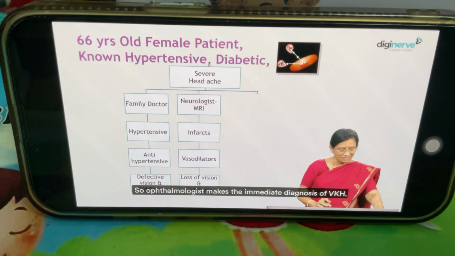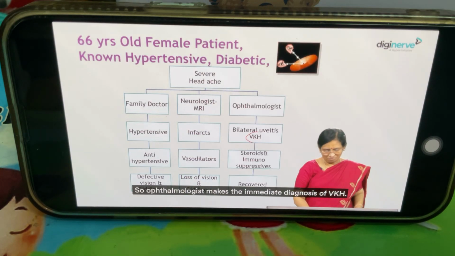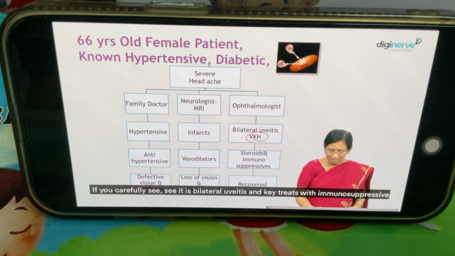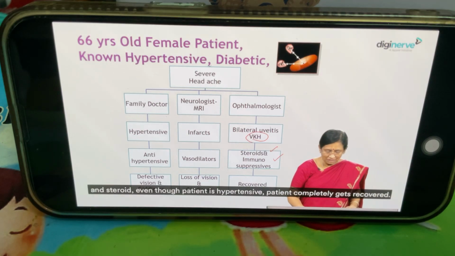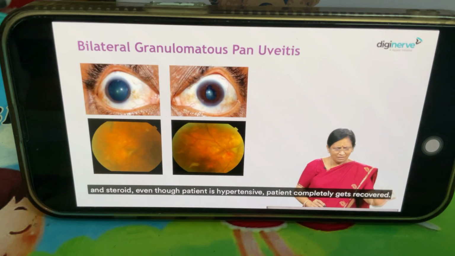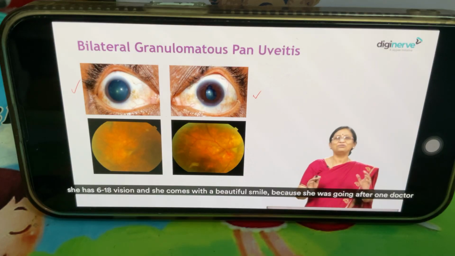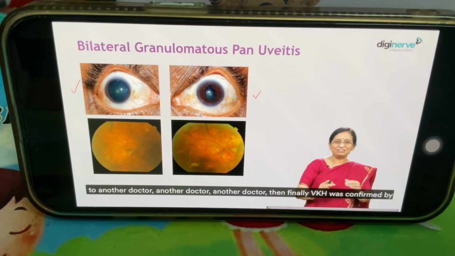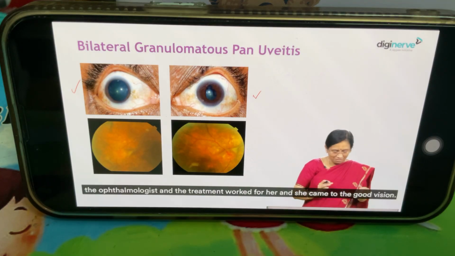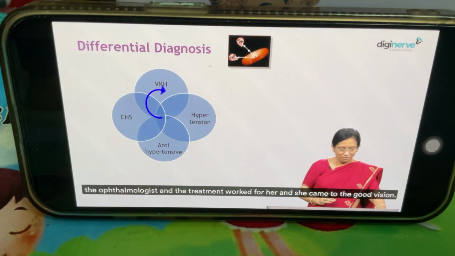So the ophthalmologist makes the immediate diagnosis of VKH. If you carefully see, it is bilateral uveitis, and he treats with immunosuppressive and steroid even though the patient is hypertensive, and the patient completely recovers. In fact, this patient is still coming to me and she has 6/6 vision in this eye. In this eye, she has 6/18 vision, and she comes with a beautiful smile. Because she was going after one doctor to another doctor, another doctor. Then finally, VKH was confirmed by the ophthalmologist and the treatment worked for her and she came to good vision.